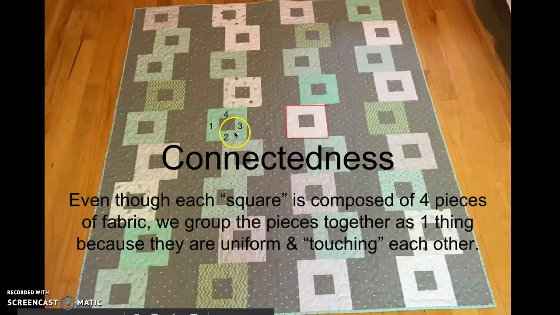So we see connectedness actually in how these individual blocks were constructed, because if you look closely at where the seams are, each of these little green or white squares is composed of 1, 2, 3, 4 separate pieces of fabric with a gray square in the center. But rather than seeing those as 4 separate pieces, because they're the same color, because they're touching each other, when we look at this, we see it as one particular square, like with a donut hole in the middle, if you want to think about it that way, a block. And that's a connectedness issue.